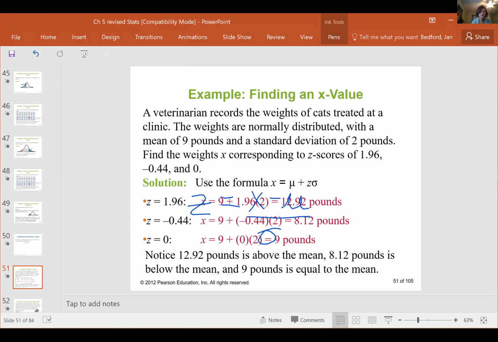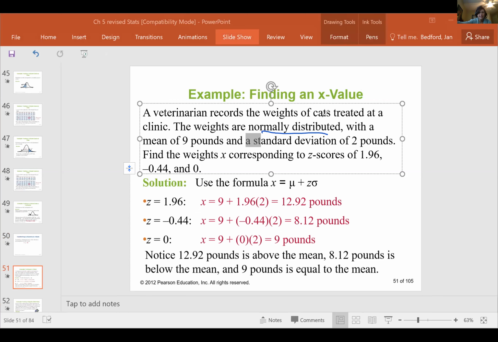Okay, so for example, we'll look at this one and then we'll call it done. A vet records the weights of cats treated at a clinic. The weights are normally distributed. Is that important for me to know? Yes, it is. And the mean is 9 pounds, standard deviation is 2 pounds, and we're going to see if we can come up with what the weights would be, the X values that would correspond to Z scores of 1.96, negative 0.44, and 0.